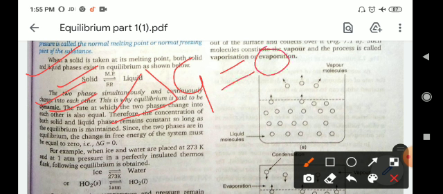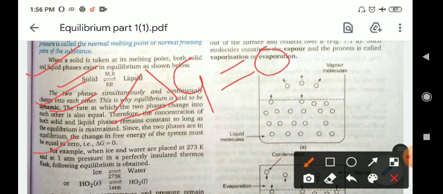What is delta G? According to thermodynamics, delta G is the Gibbs free energy. So at equilibrium there will be no release of energy and no absorption of energy. Meaning delta G will equal 0. Okay.